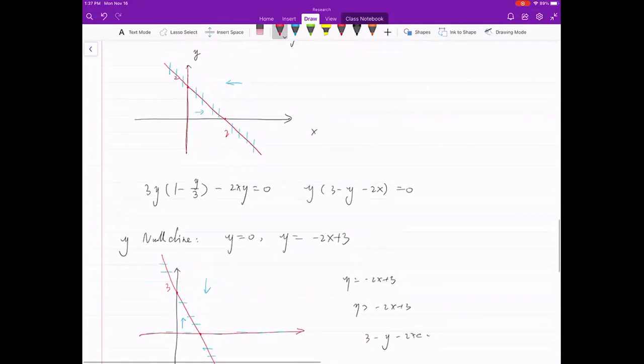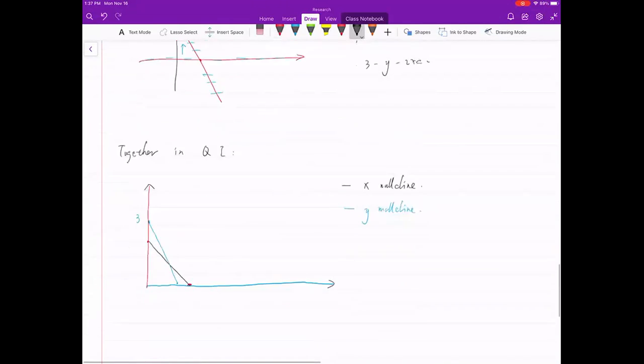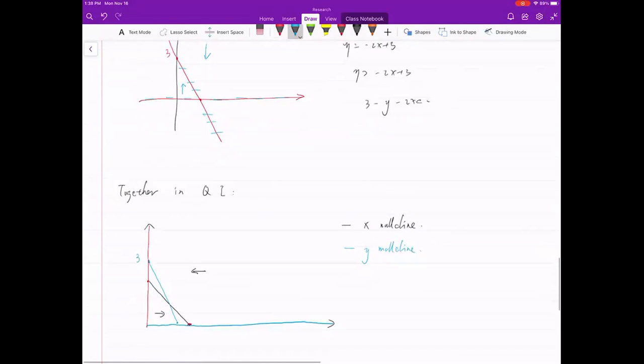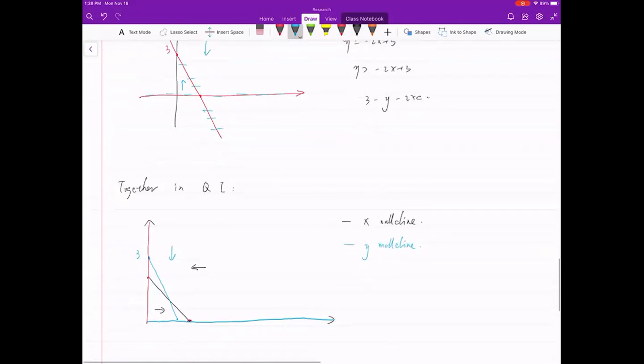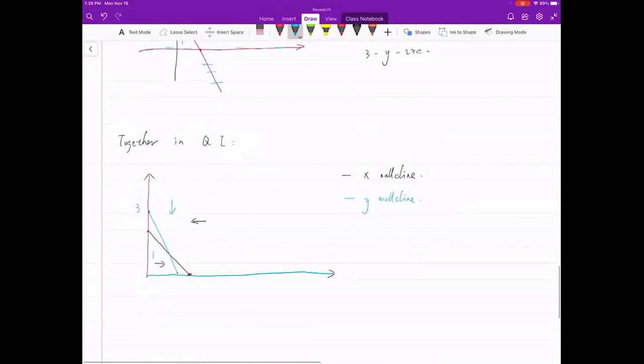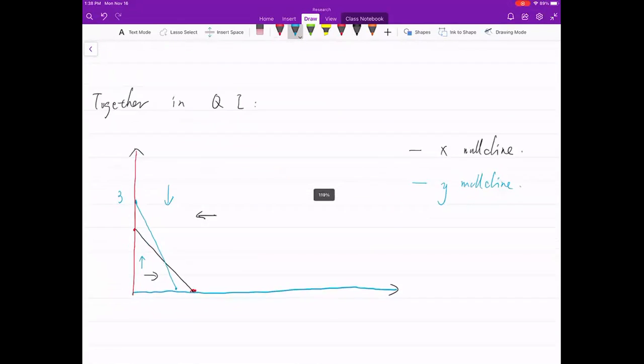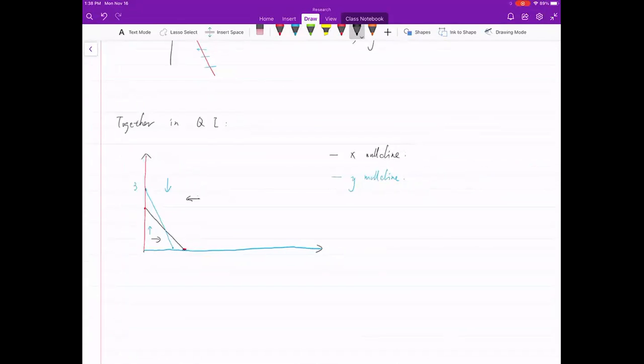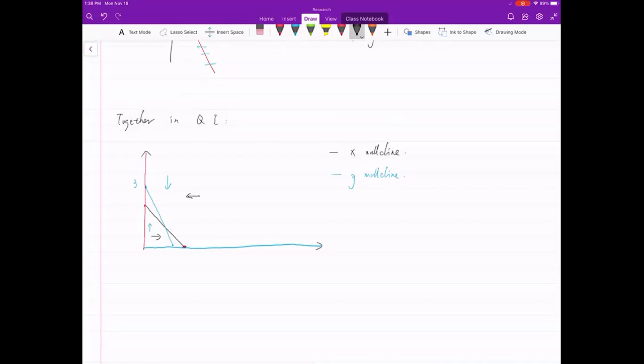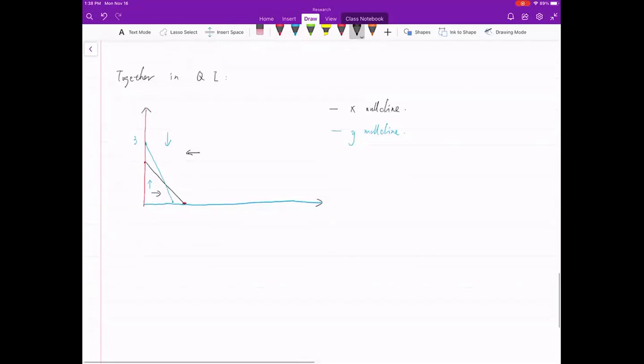Okay. Let's also write all the arrows there. So above this black line, you have a left, and below it, you have a right. Okay. Above this blue line, you have a going down, and below the blue line, you have a going up. Sounds good? Let's try to get all the information.